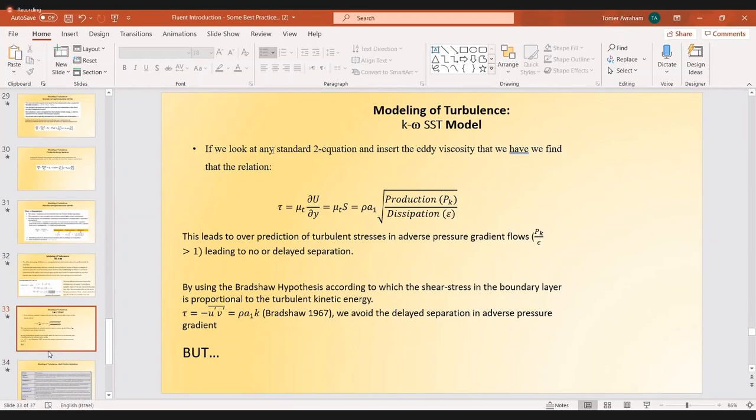The shear stress model is based on, if we look at any two equation model, we have this relation between the shear and the production of kinetic energy and its dissipation. Usually it's one, but when there's an adverse pressure gradient, then it's bigger than one. And when it's bigger than one, we get no separation or delayed separation, sometimes even no separation. What he proposed is using the Bradshaw hypothesis. And by that, he claimed to have solved the problem of delayed separation.